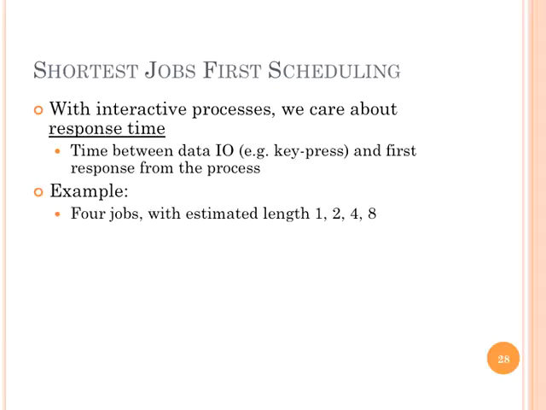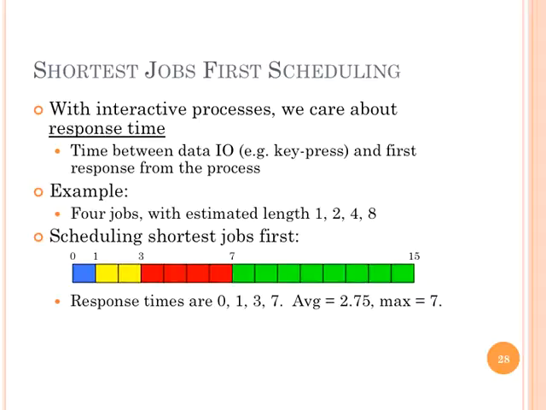So let's say we had 4 jobs with estimated lengths 1, 2, 4, and 8. These are our shortest jobs. You'll notice that our first process is always happy. Response time is 0. Okay? And then we have 1, 3, and 7. Basically the sum of the time that it takes to get to running that job.